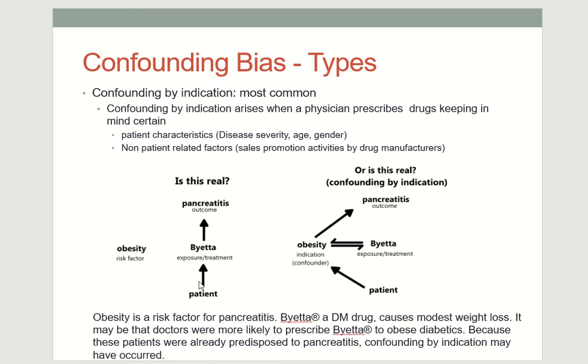Okay, so is it that the patient is taking the medication and the medication is leading to pancreatitis and obesity has no relation, or is it that if a patient is obese they're more likely to be receiving the medication and therefore the obesity is what is leading to pancreatitis and not the medication itself? Okay, so it's still the way we think about confounding, however it has to do with prescribing a medication.